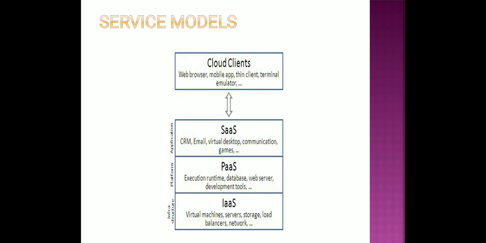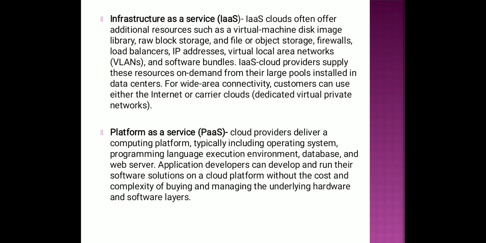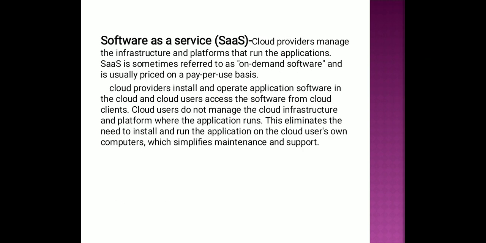Service model: cloud clients have three different models: software as a service, platform as a service, and infrastructure as a service. Infrastructure as a service provides resources on demand from a large pool installed in data centers. Platform as a service: application developers can develop and run software solutions on a cloud platform without the cost and complexity of buying and managing the hardware and software layers. Software as a service: cloud providers manage the infrastructure and platform that run the application, which eliminates the need to install and run the application on the cloud user's own computer.